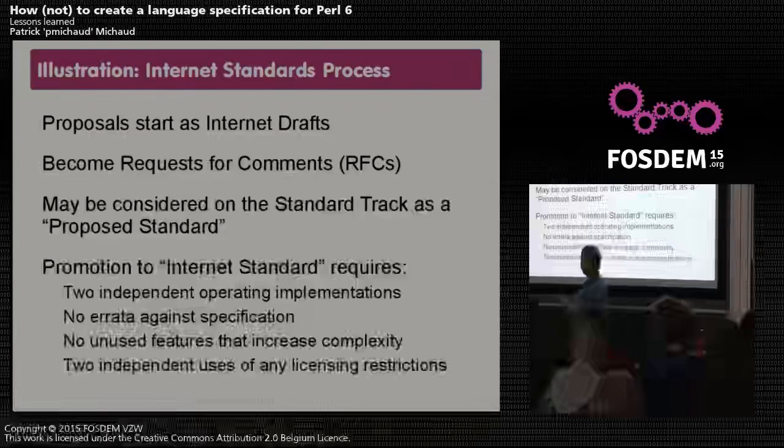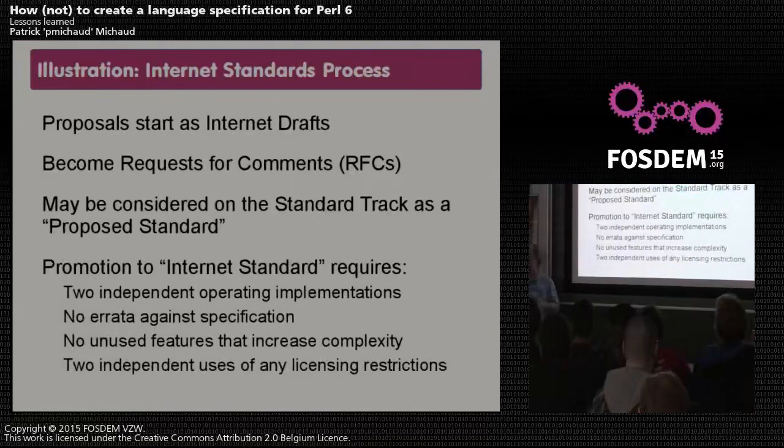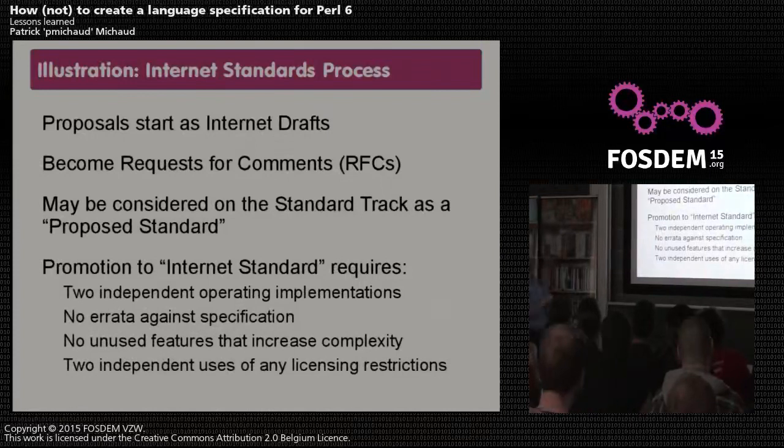In the internet standards process, a proposal starts out as something called an internet draft. And this is a working document that people working on that particular area of the internet kind of agree on. And eventually, it graduates to become what's known as an RFC, a request for comments. And that is kind of a formal description of whatever part of the internet is being proposed to be changed or to be adopted. And those RFCs can go onto something called the standard track as a proposed standard. And that's where many RFCs end up living for a very long time, as just a proposed standard.